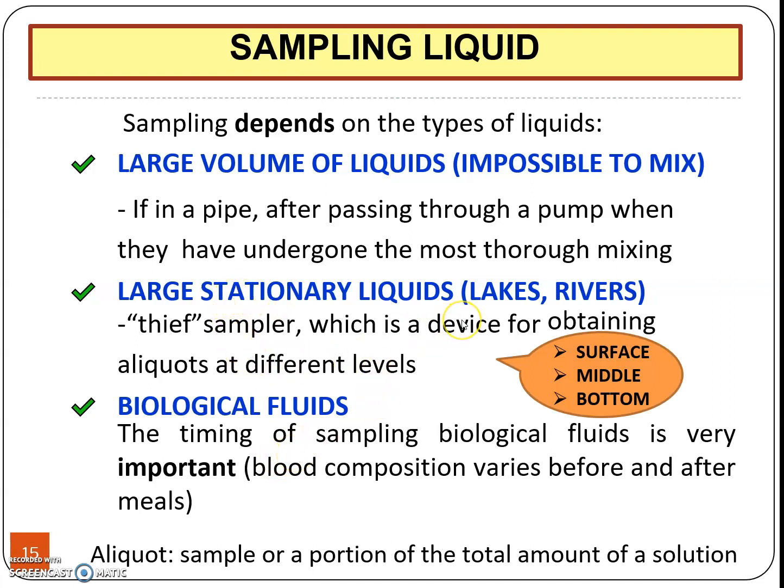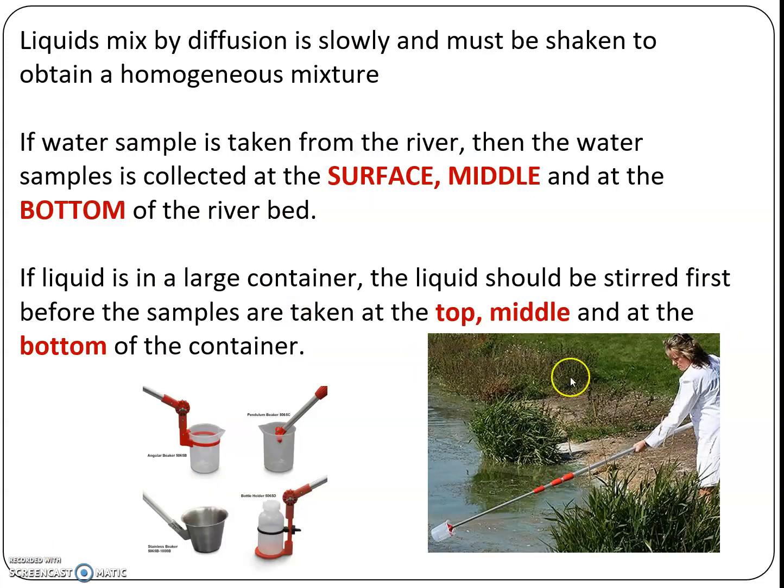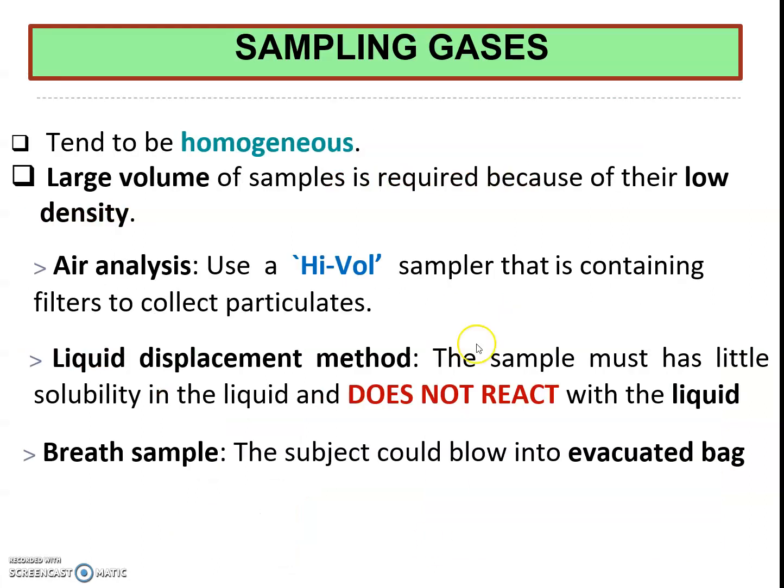Okay. Untuk lake, river, okay, macam ni. So dia punya teknik, kita ambil sampel collect at surface, middle and bottom. Surface, middle and bottom part. Okay, ada tiga bahagian. For gas tend to be homogeneous sample. Alright.